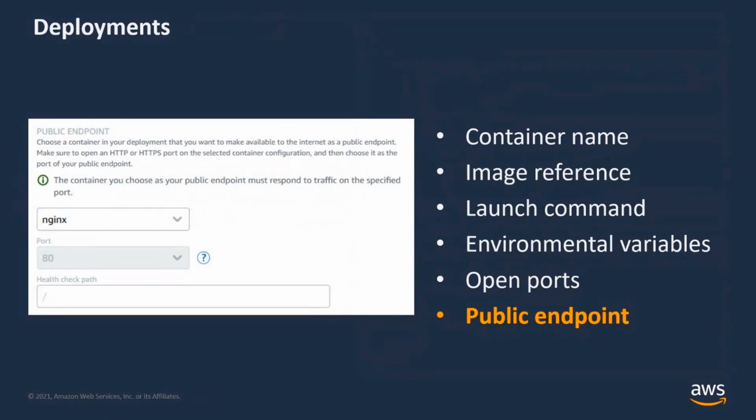When you create a deployment, you can also specify that it is publicly accessible through the default domain of the container service. To do so, you pick one of your containers that exposes a port that you'd like to act as that public endpoint. When traffic is routed to the default domain, the container service will route that traffic to your container, and your container will then be able to handle that request and return a response. The container service also monitors the health of that endpoint via a health check path that you can specify.